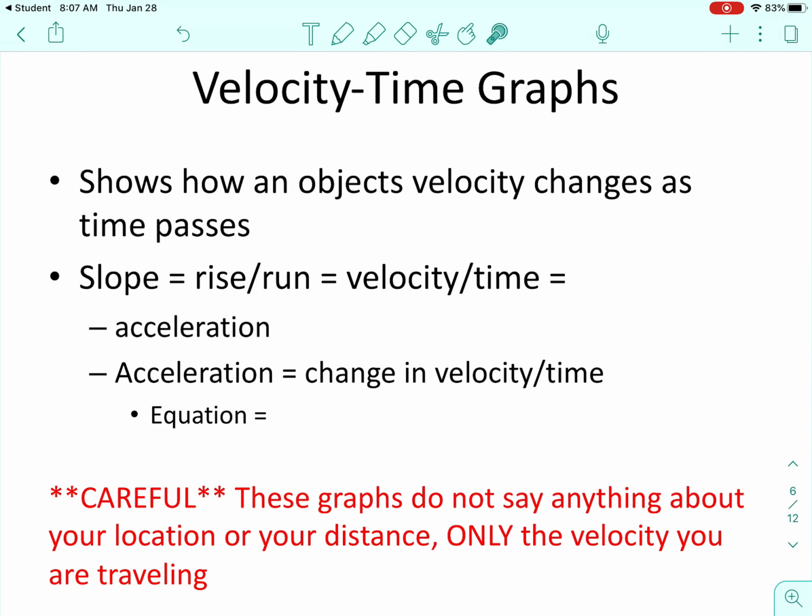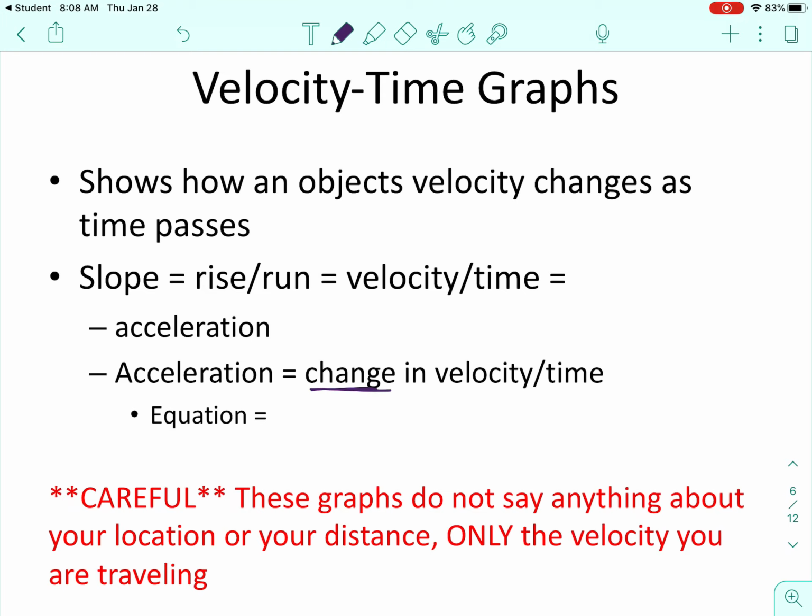Velocity time graphs. So velocity time graphs show how the object's velocity is changing as time passes. The slope is rise over run, or velocity divided by time. So that is actually the formula for acceleration. So acceleration is the change in velocity over the time. And so the formula looks like this.